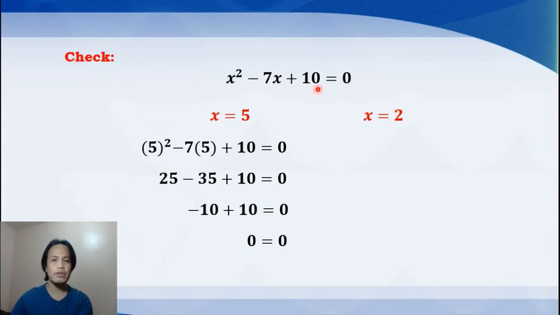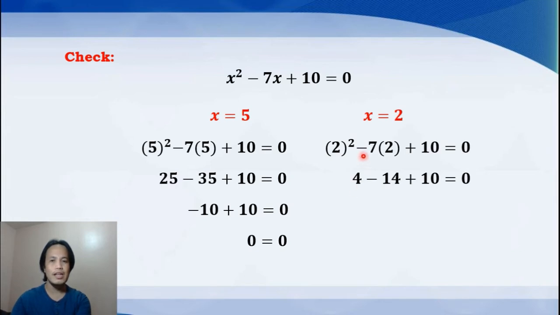Now let's proceed to the second value, which is x equals 2. The same process, we change the value of x here with 2. That's why we have 2 squared minus, we copy 7 times the x is 2 plus 10 equals 0. 2 squared is 4, then negative 7 times 2 is negative 14 plus 10. So 4 minus 14 is negative 10 plus 10 is 0, which is equal to 0.